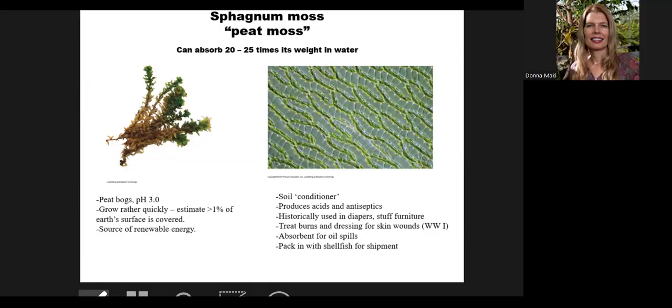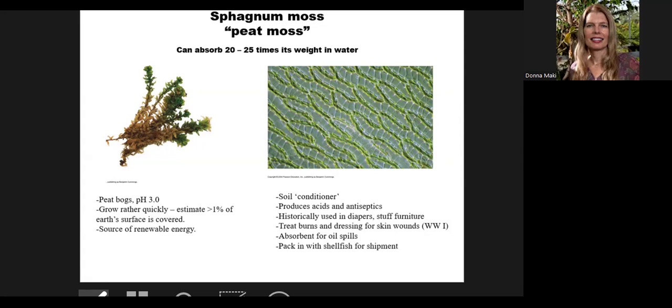You have to go to peat bogs to find them, which are pretty acidic areas, around pH 3. For a moss, they do grow quicker than a lot of other species. I know that some people say harvesting peat moss is an unsustainable practice, but at least it's one of the quickest moss species out there in terms of its growth rate.